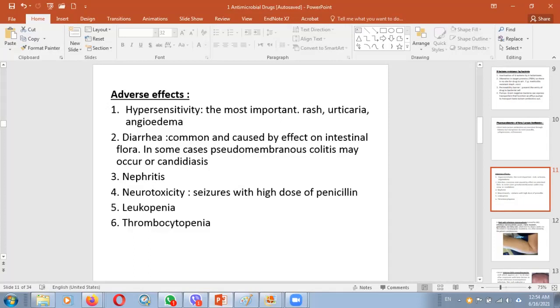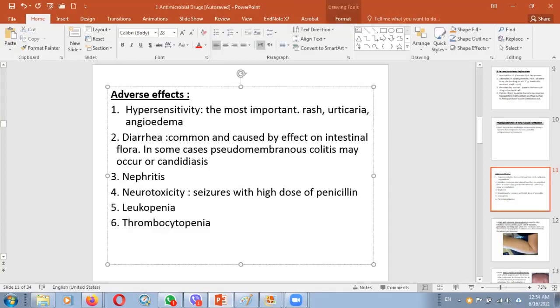Nephritis, neurotoxicity, seizures with high dose of penicillin. Seizures may occur with high dose of penicillin. Leukopenia and thrombocytopenia.